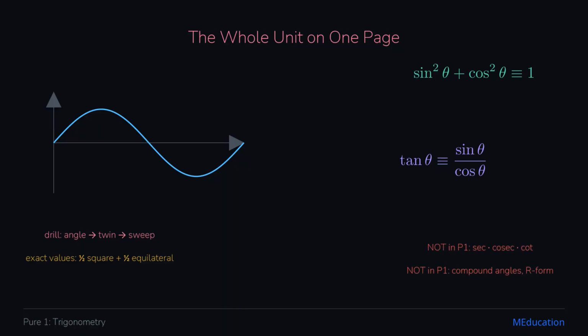And finally, the boundary fence so you do not over-revise. Sec, cosec, and cot, compound angles and R-form, all real, all examined later in Pure 2 and 3. If a formula book page looks terrifying, check the unit number before you panic. For now, this page is the whole game.